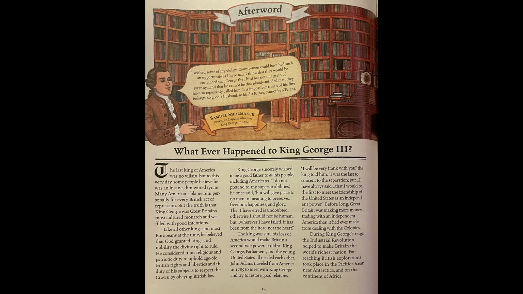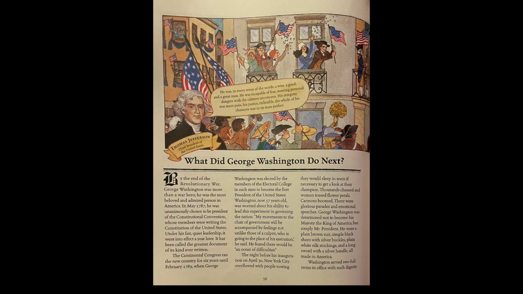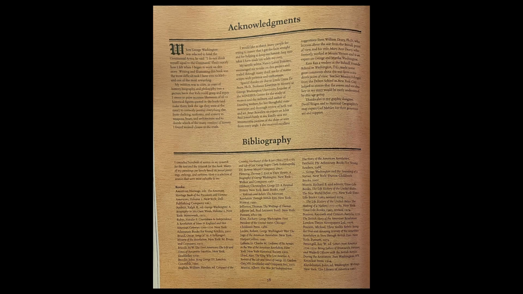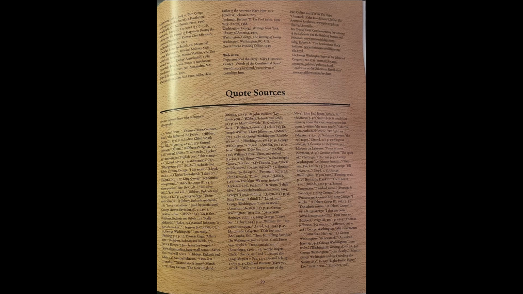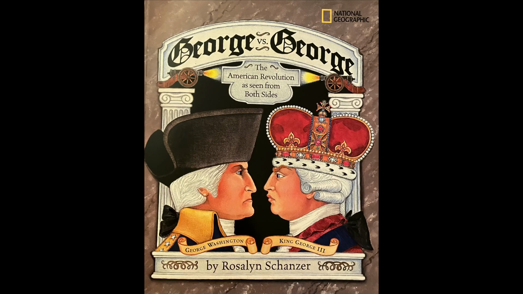Another thing that I really enjoyed about this book was that it included what happened after. So what was George Washington up to? What was King George up to? I thought that was an aspect that isn't really discussed much in the classroom. And finally, we have the acknowledgments, bibliography, sources, and index.